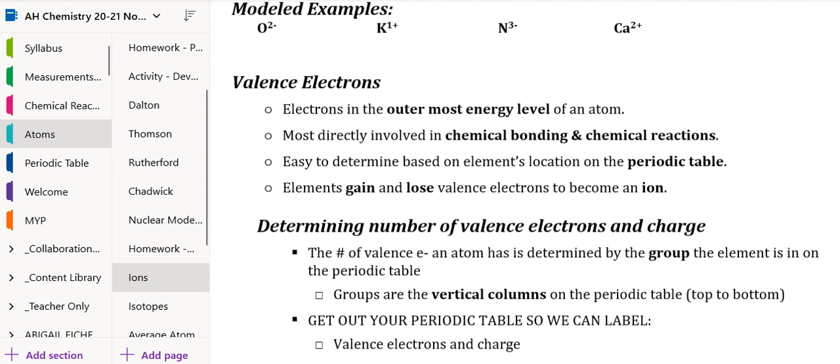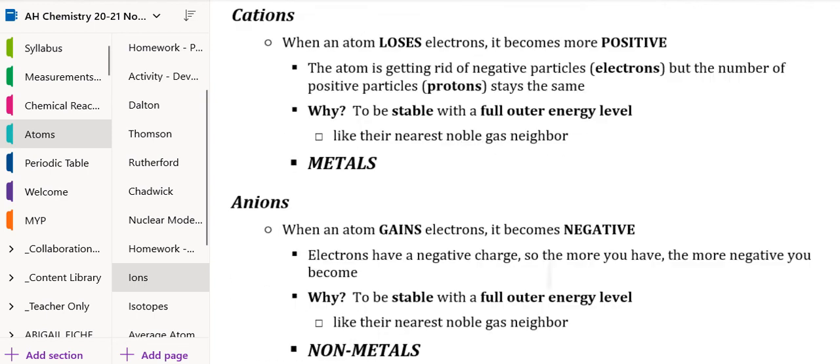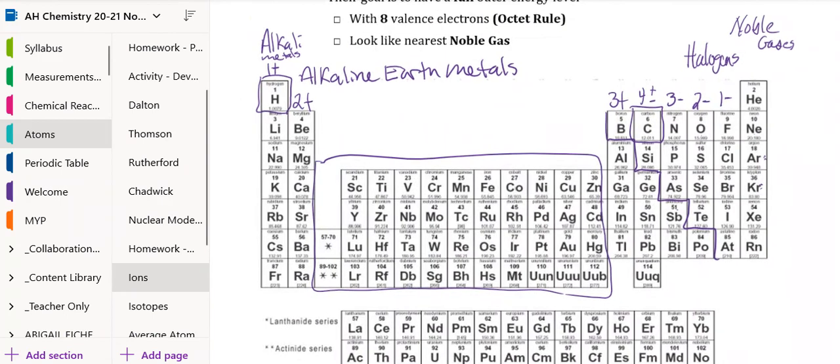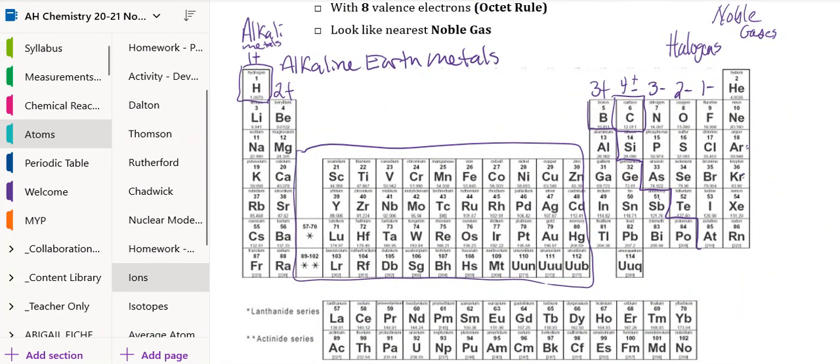And when we talk about atoms forming ions, which is part of forming bonds, they do so by gaining or losing valence electrons. And we can easily use our periodic table to determine the number of valence electrons. So like I said before, groups are the columns on the periodic table. And so we're going to go back up to our periodic table and label valence electrons. So make sure you've got your periodic table out. So alkali metals have one valence electron, so one electron in their outermost energy level. Alkaline earth metals have two valence electrons in their outermost energy level.